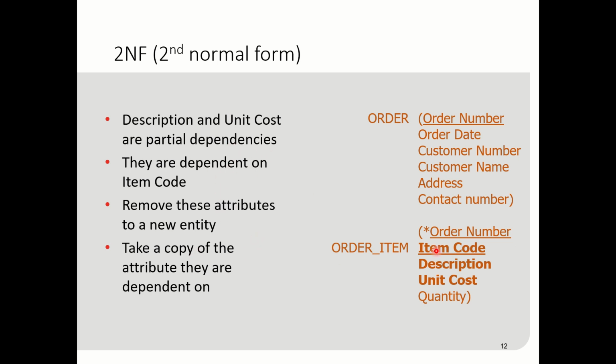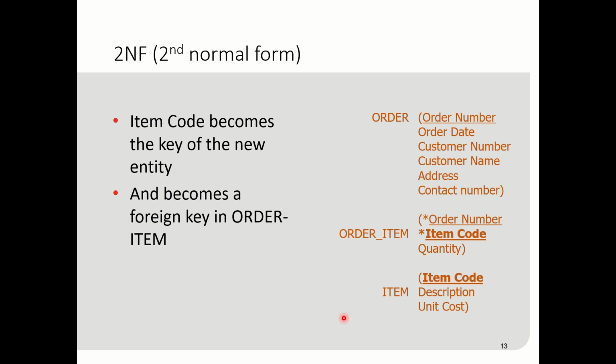Take a copy of the key attribute with you. That means you put the description and unit cost there, along with the key they are related to. So item code becomes the primary key of this particular table. To make sure that these two tables are related, you put the item code in the order item table as a foreign key.